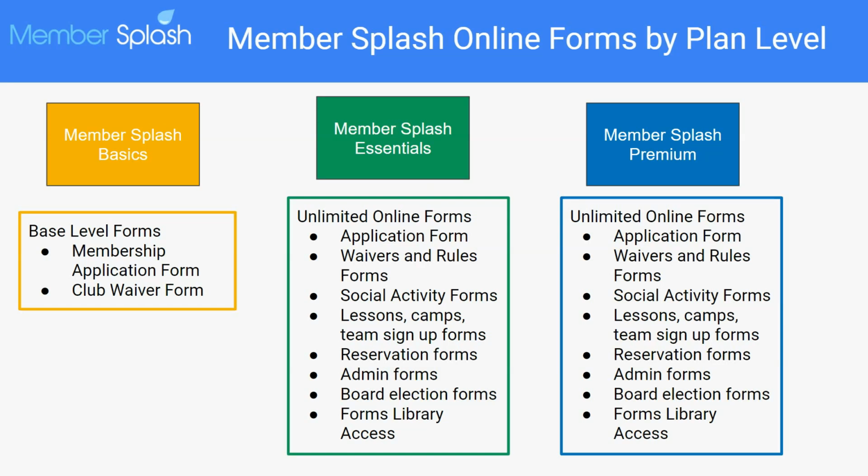Both Essentials and Premium come with unlimited online forms. So if there's something you can think of for a form, you can do it. So things like, obviously, the application form and the waiver forms, but the social activity forms, lessons, camps, team signups, reservation forms, administrative forms, board elections can be run via form. You will have access to the MemberSplash Forms library as well. So that's applicable for both Essentials and Premium.